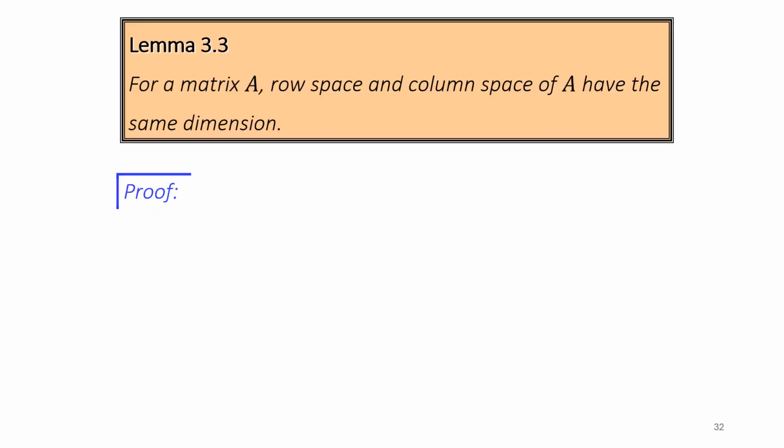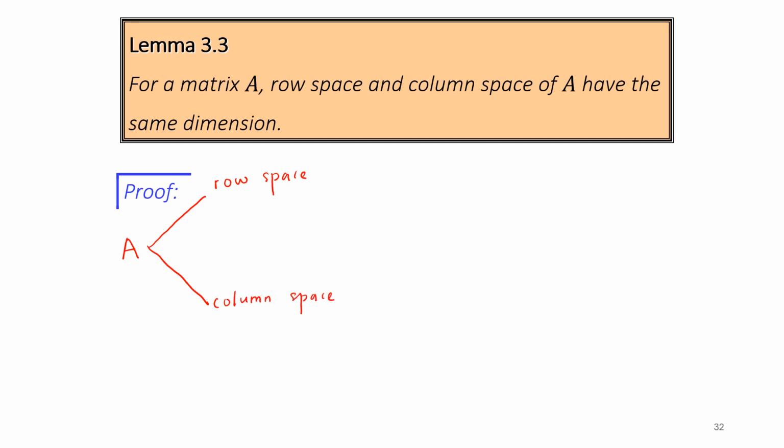This lemma discusses the dimension of a row space and column space for a matrix A, where it says that the dimension of the row space and column space are both similar for a specific matrix. To understand this, we may recall that whenever we are given a matrix A, we are able to derive the row space and column space for the matrix A.